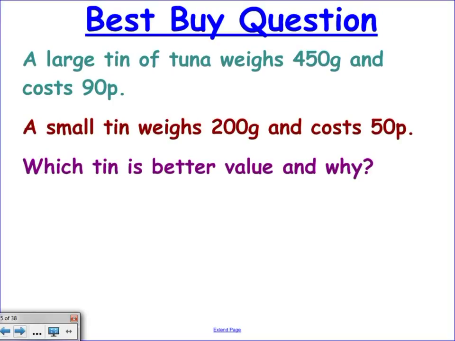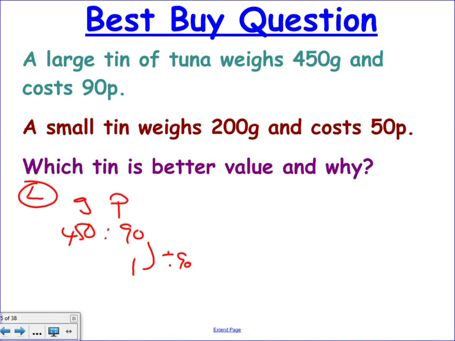Ratio. Good. So we're talking about the large tin. We've got grams to pennies, and our ratio 450 to 90. Good start. I do like that. Next. Divide the 90 by 90 to get 1.